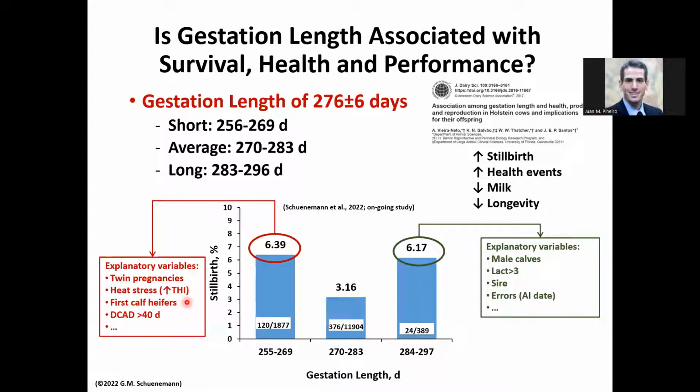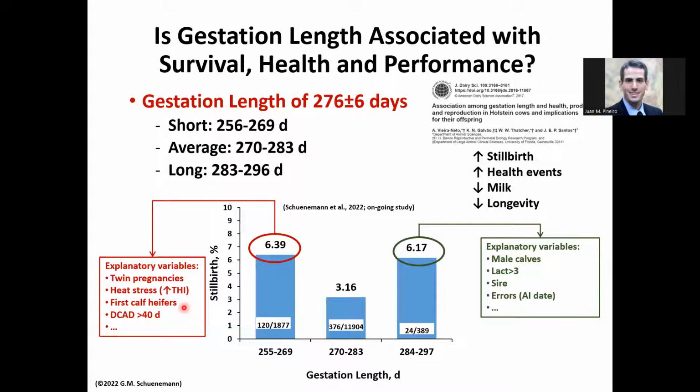In heat stress, especially when the temperature humidity index goes above 68 or 72, you definitely see an effect there. And one of the immediate effects is going to affect gestation length. So in the summer, you start seeing shorter gestation length. And the most important here is first lactation cows, the heifers. The first calf heifers are going to have a little bit shorter gestation, and you start seeing more stillbirth, but this is the summer effect, right?